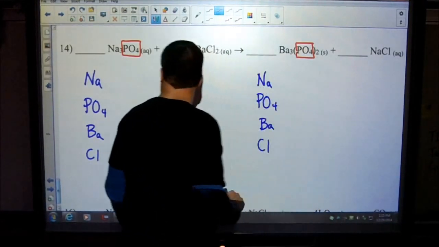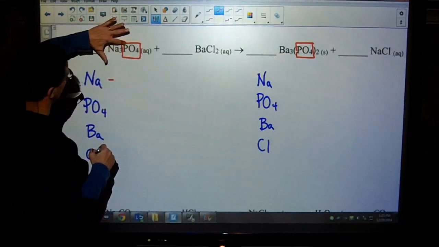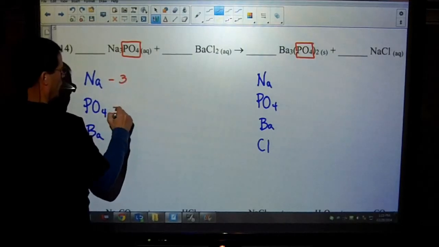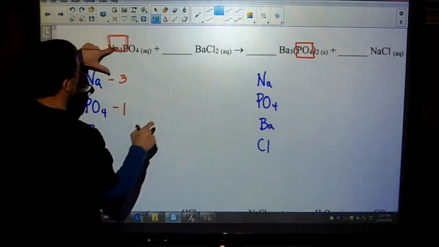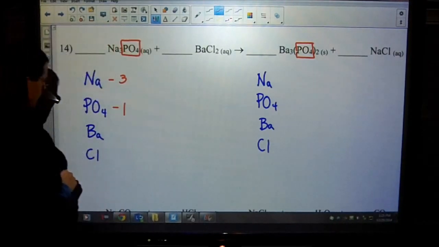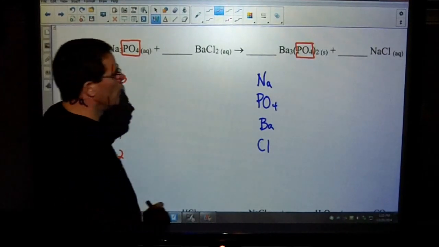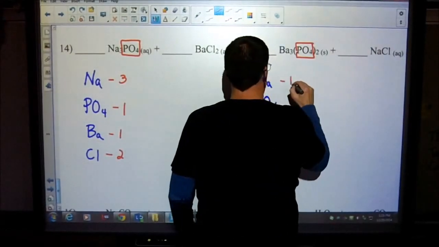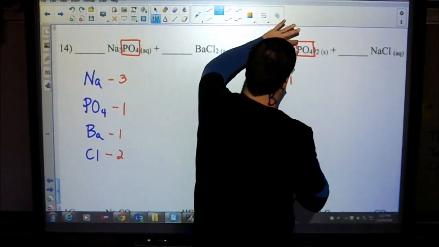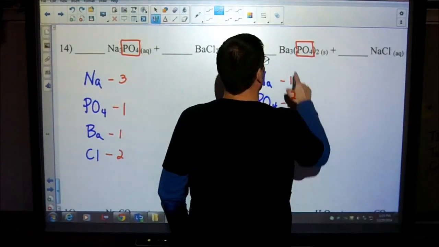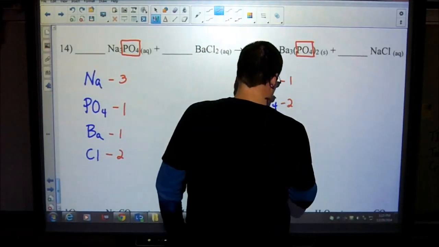Okay, so let's get some numbers here. The sodium, I have 3 of those. Phosphate, I have 1. Notice I don't have a parenthesis around it like I do on that one. So there's 1 phosphate. Barium, there's 1. And chlorine, there are 2. Over here, I have 1 sodium. How many phosphates? In parentheses, I have 2. Barium, I have 3. And chlorine, I have 1.